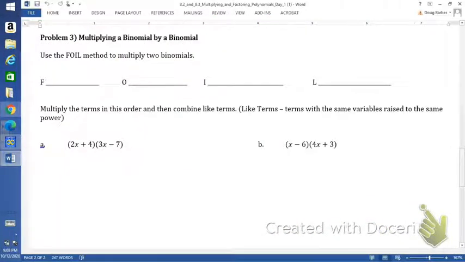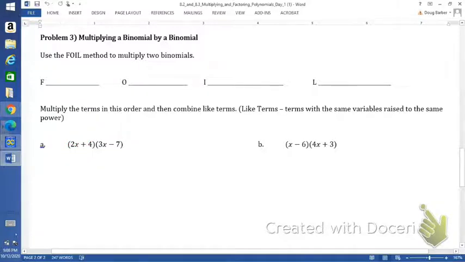Alright, so problem 3, we're going to be multiplying a binomial by a binomial. So a binomial is a polynomial with two terms. So that's a binomial because it has 1, 2 terms. And this is a binomial because it has 2 terms. So a polynomial with 2 terms.